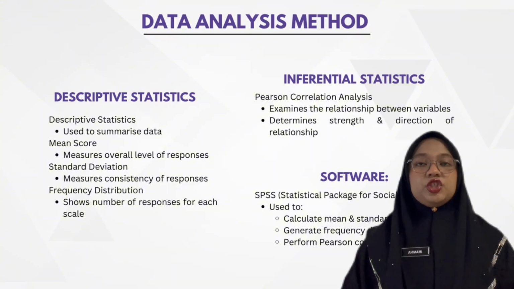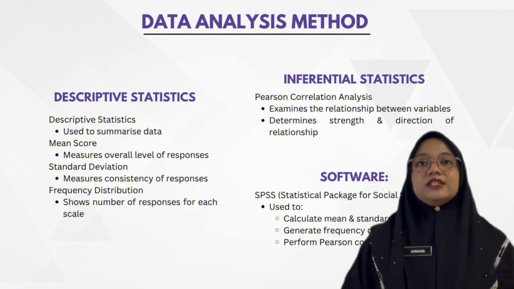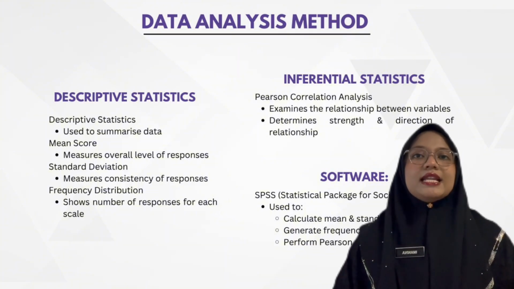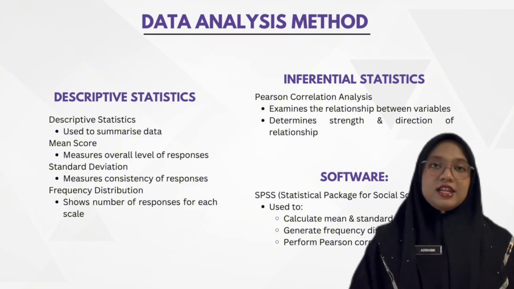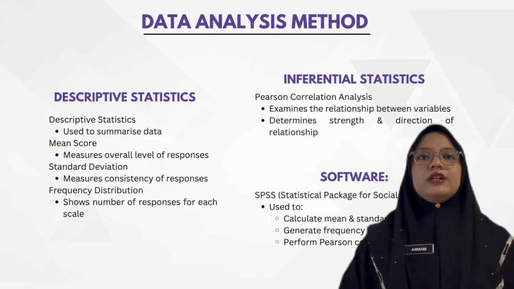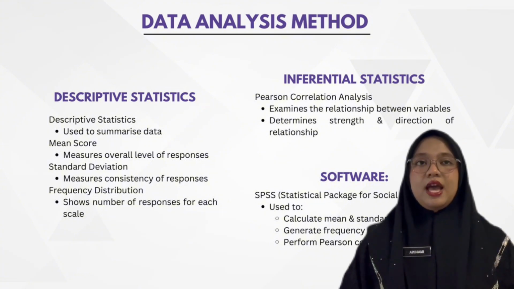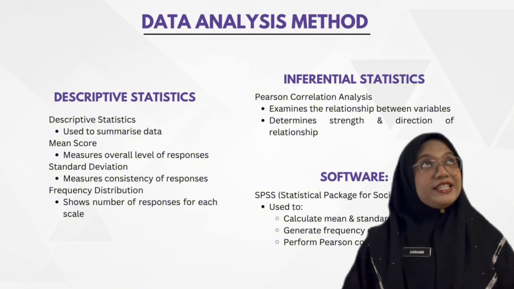Second is inferential statistics. Inferential statistics is used to examine relationship between variables. This study uses Pearson correlation analysis. This analysis determines whether there is a relationship between digital literacy and the use of visual representation, and also shows the strength and direction of the relationship. For all data analysis, SPSS software is used. SPSS helps to calculate mean scores, standard deviation, and frequency distribution, and also perform correlation analysis efficiently.